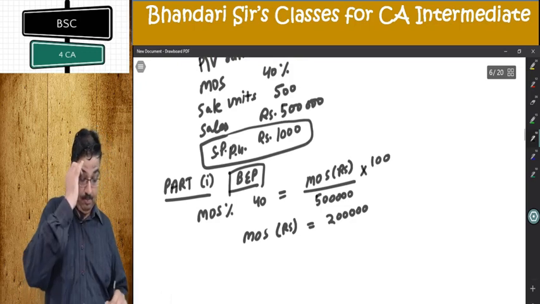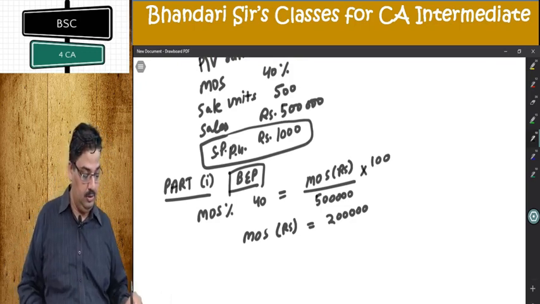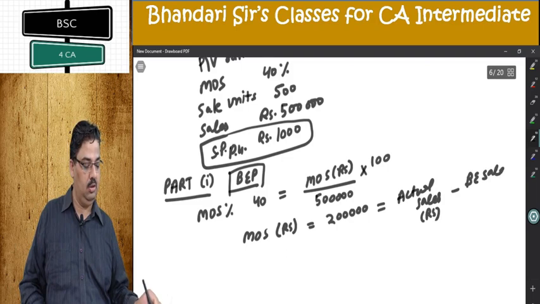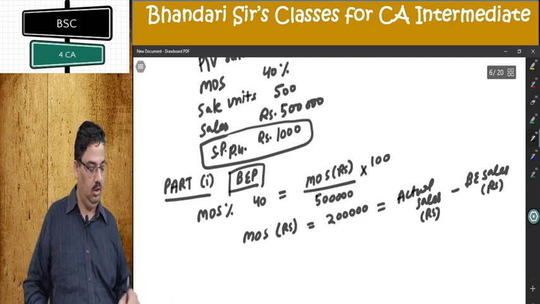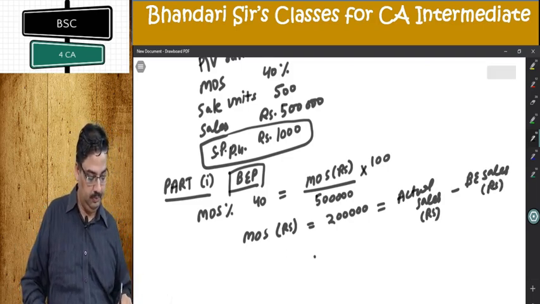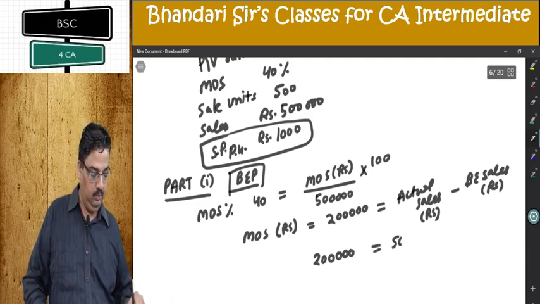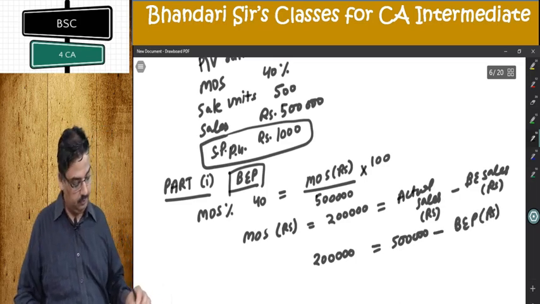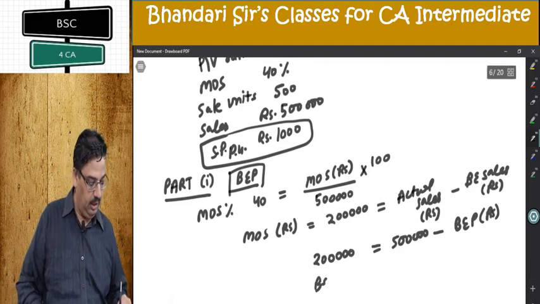From there I can get break-even point in rupees, which is equal to actual sales minus break-even sales in rupees, because this is in rupees. 2 lakh equals 5 lakh minus break-even point in rupees. Break-even point is equal to rupees 3 lakh.